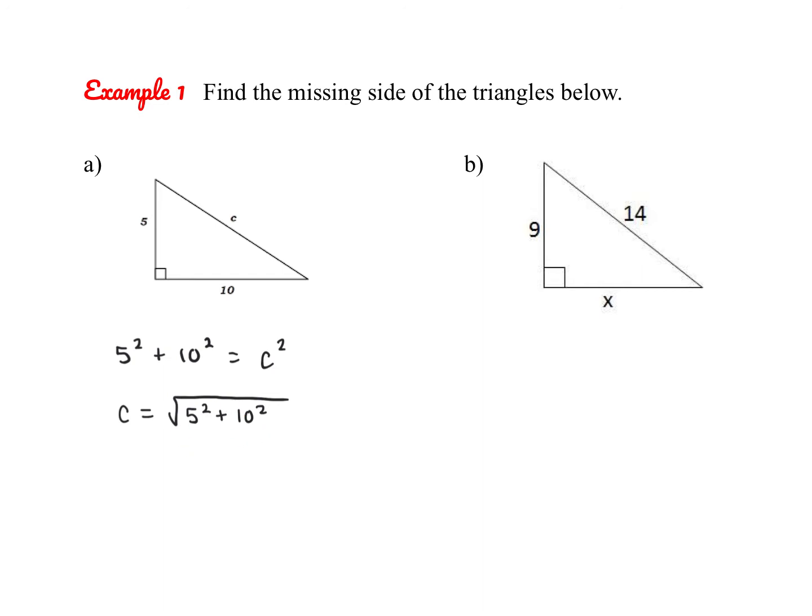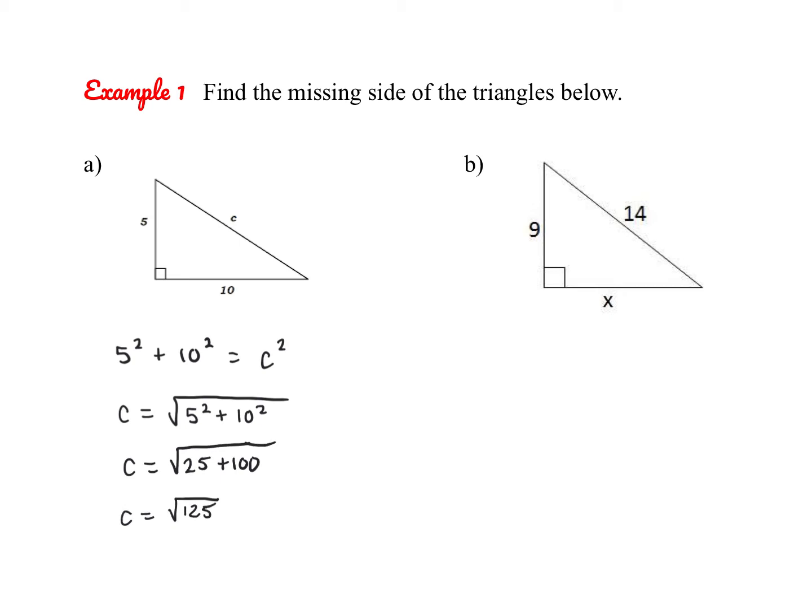And then I like to simplify from here. Now, I do want to point out that when we take the square root of both sides of an equation, usually we put a plus or minus out front. However, if you look at what we're solving for, this is the side of a triangle, so it's impossible for that length to be a negative number. So it's always just the positive square root here. So c equals the square root of 25 plus 100. So c is the square root of 125.